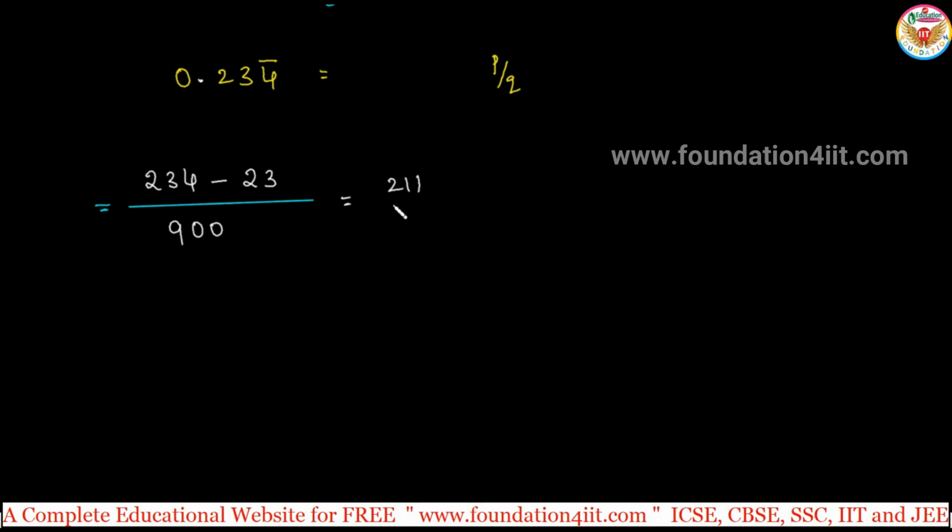So this is 211 by 900. If you do division, you'll get again 0.234 with a bar. Same answer. Let us take one more example.